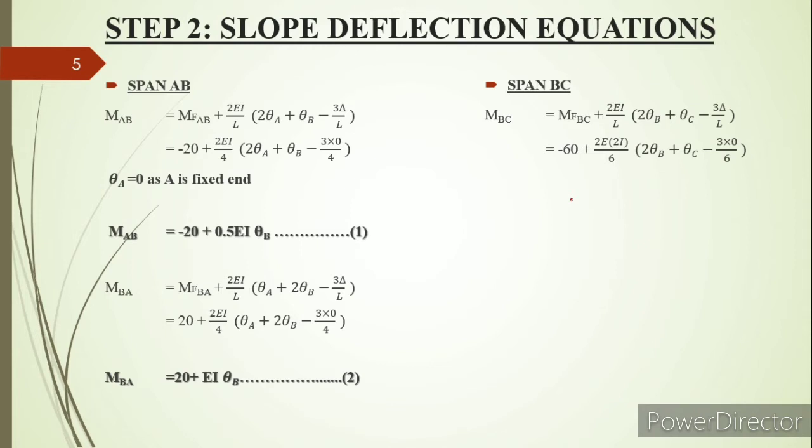Then substitute the value of theta C equal to 0. We get MBC is equal to minus 60 plus 4 by 3 EI theta B. This is our third equation.